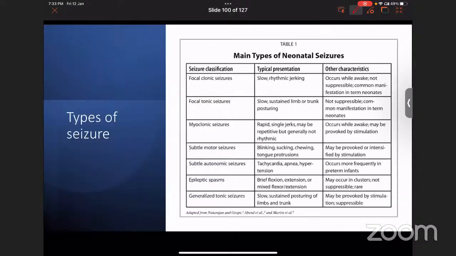This is a subtle motor seizure, right? This is the most common seizure manifestation seen in infants, and the most common cause is HIE.